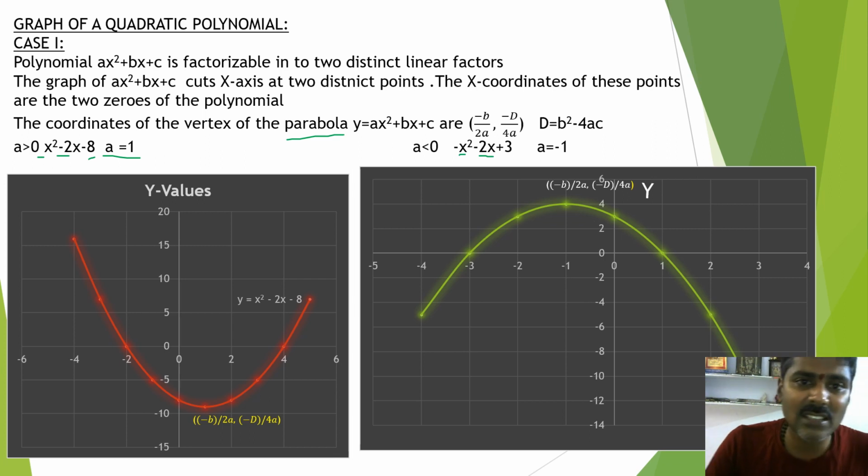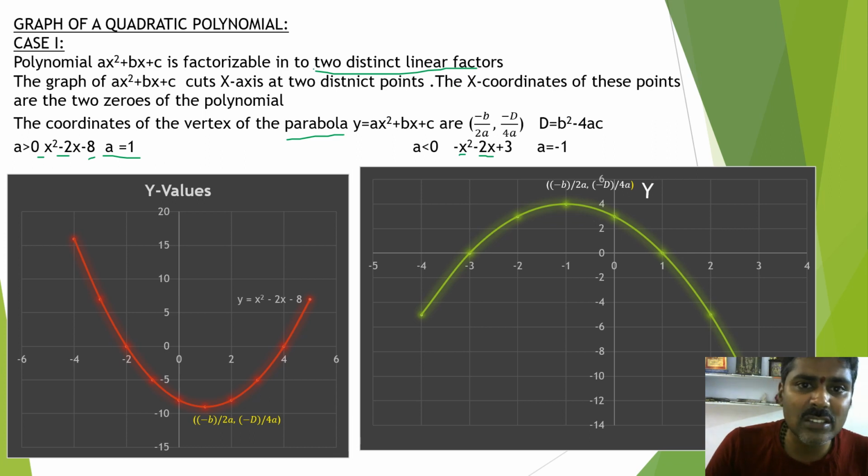So in the first case, you will have two distinct linear factors, and if the coefficient of x square is positive, you will get an upward parabola, and if the x square coefficient is negative, you will get a downward parabola.